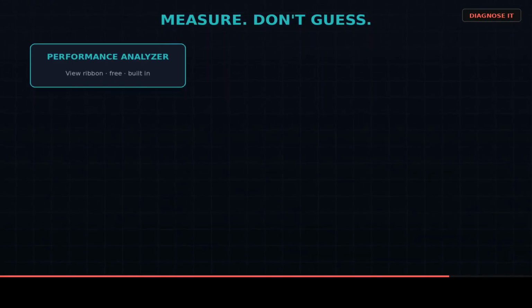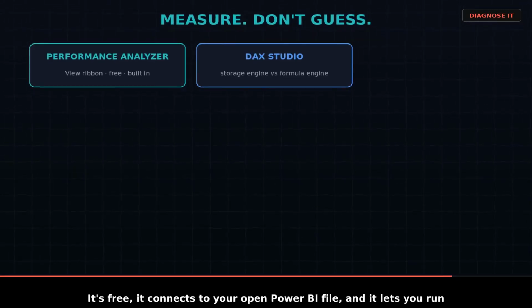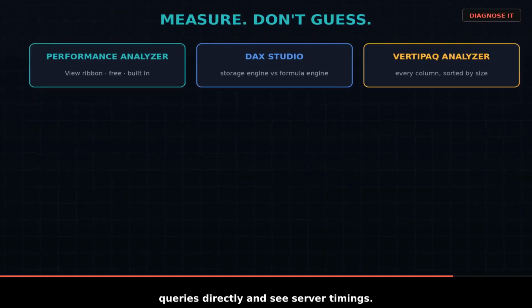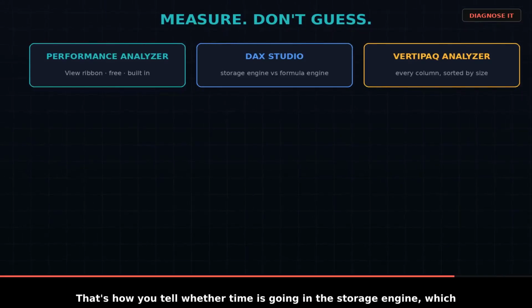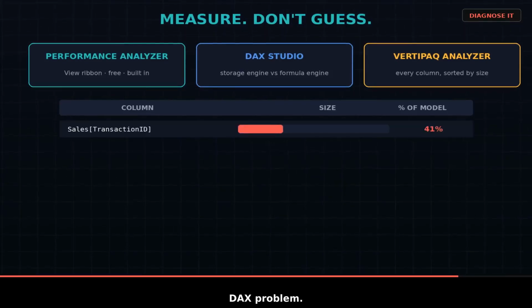That immediately tells you whether it's one guilty visual or everything being slightly slow, and those are completely different problems. Second, DAX Studio. It's free, it connects to your open Power BI file, and it lets you run queries directly and see server timings. That's how you tell whether time is going in the storage engine, which usually means a model problem, or the formula engine, which usually means a DAX problem.